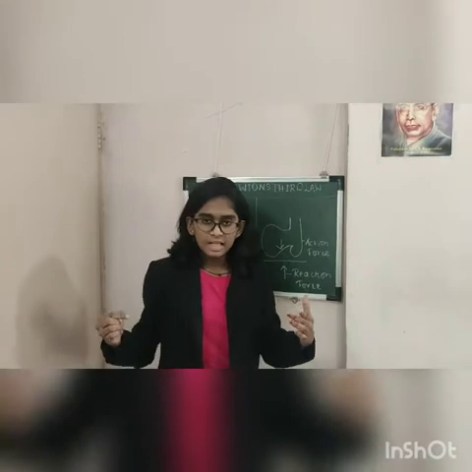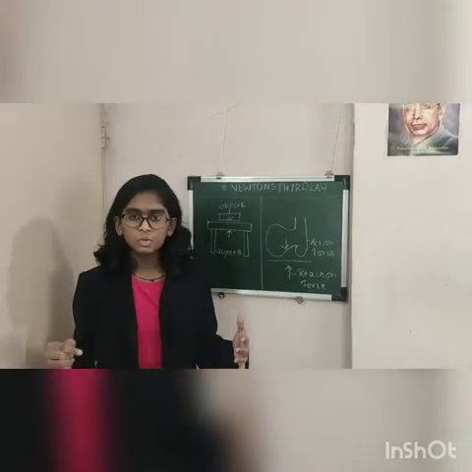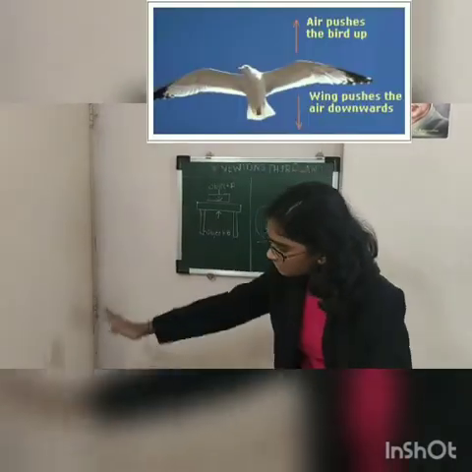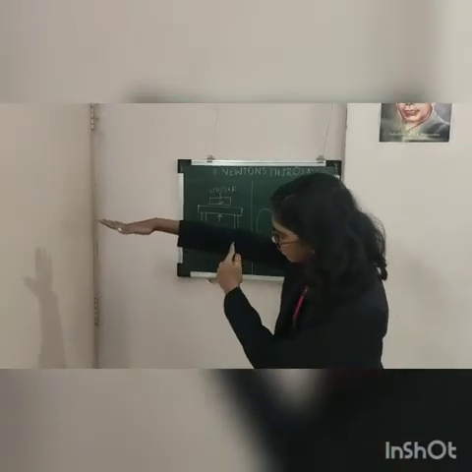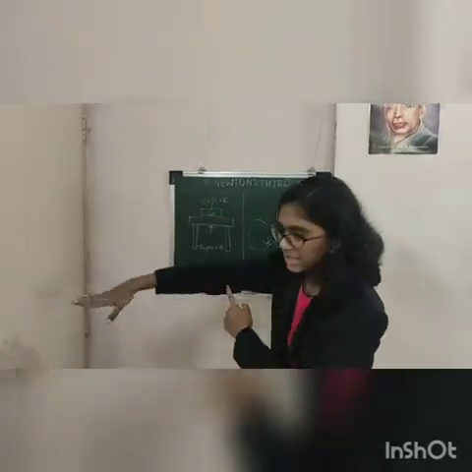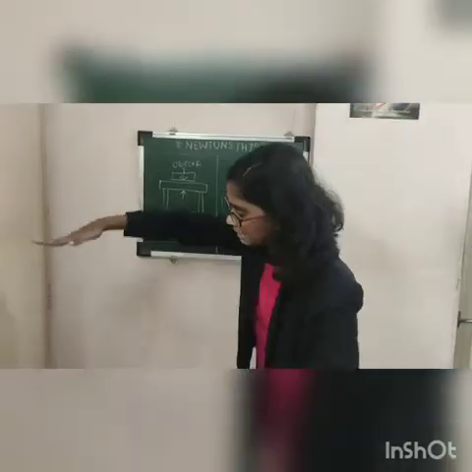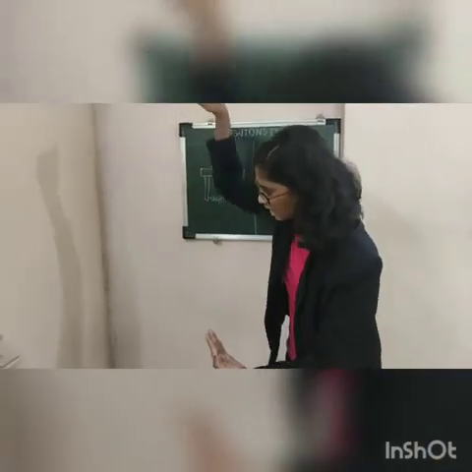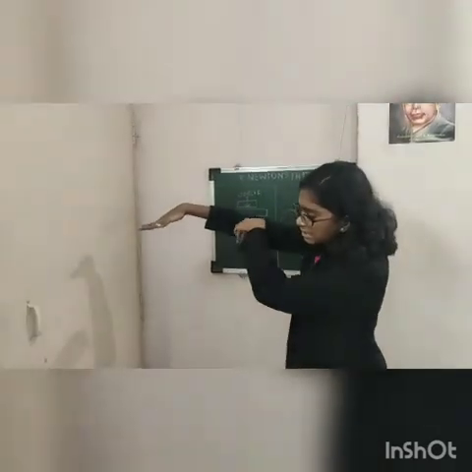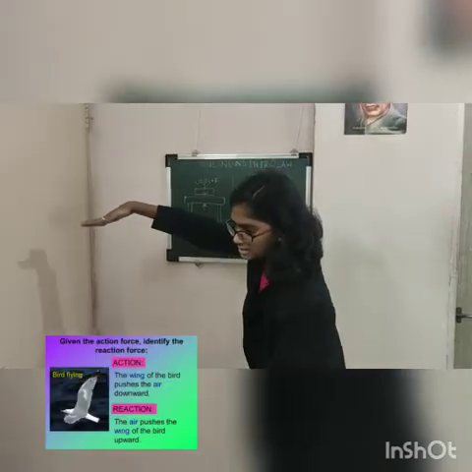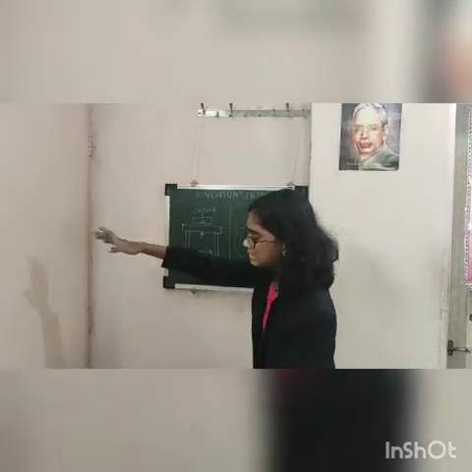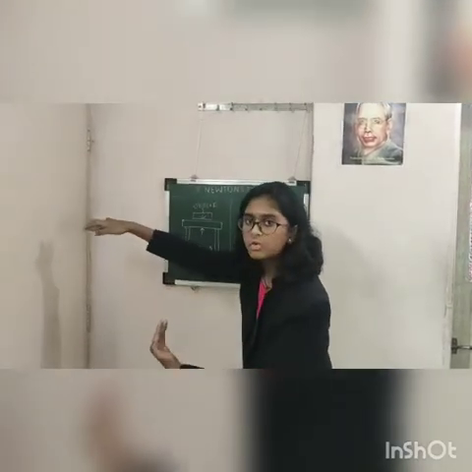Now, the second example about the third law of motion is a bird flying. As we know, the bird flies with its wings. The wings exert pressure downwards towards the air, and this acts as the action force of the wings, and the air in turn exerts an upward force on the wings. Wings exert downward force and air exerts upward force, which shows that there is an equal and opposite reaction, and the air exerts the reaction force.